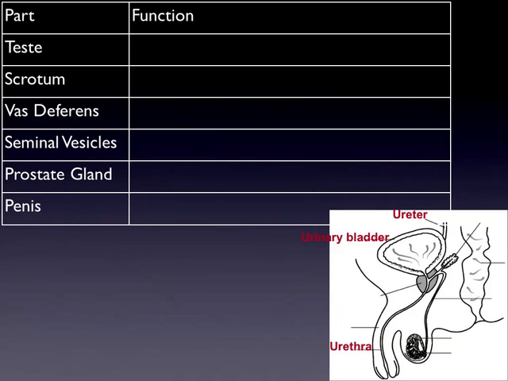Alright, so now we'll get to the actual reproductive organs. Again, testes, sometimes called testicles, those are the only two words we're going to use, are down here. There's two of them. They produce sperm and testosterone, as we said. Is it fine if we just label the one diagram? Yeah, that's fine. The testes are in the scrotum, which keeps them cool.